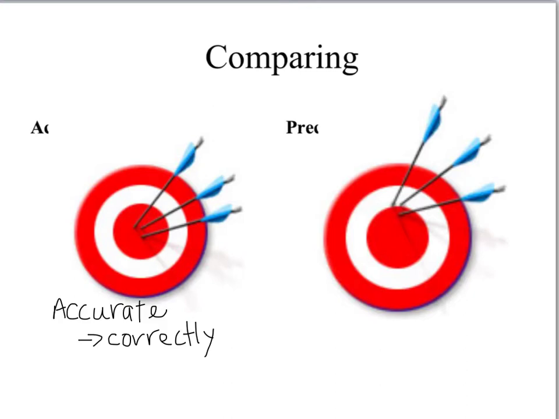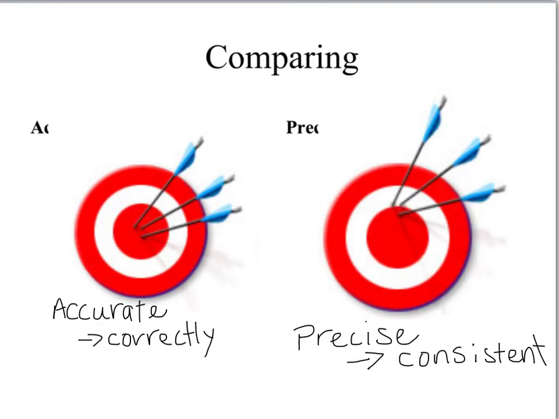On the other side here, we have a case where they're being precise. All 3 arrows are close together, and only one of them is in the target. So we wouldn't say that it's accurate, but it is precise. So we can write precise here. And with that, another synonym for precise is consistent. So they're consistently doing the same thing. They're able to hit the same spot.